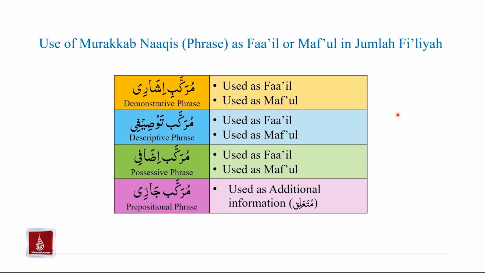Based on the current lecture, we can make the following conclusions. Murakkab ishari or demonstrative phrase can be used both as fa'il and maf'ul. Murakkab tawsifi or descriptive phrase can also be used as fa'il or maf'ul. Murakkab izafi or possessive phrase can be used as fa'il and it can be used as maf'ul. And in the case of murakkab jari or prepositional phrase, it will be used as additional information or muta'alliq.